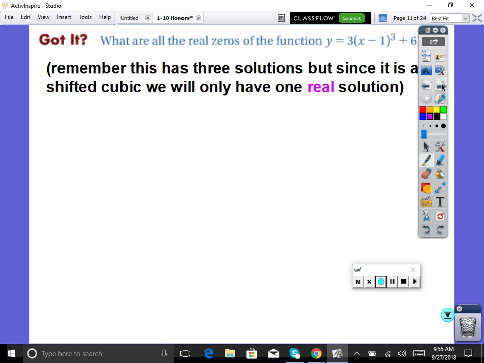Okay, awesome. So let's use that now. Okay, so it says, what are all the real zeros of this function? You'd say it's a shifted cubic, so there's only one of them. When we're finding zeros, we have to set it equal to 0. That's the definition of a 0. So 0 is equal to 3 times (x minus 1) cubed plus 6. Now solve for x.